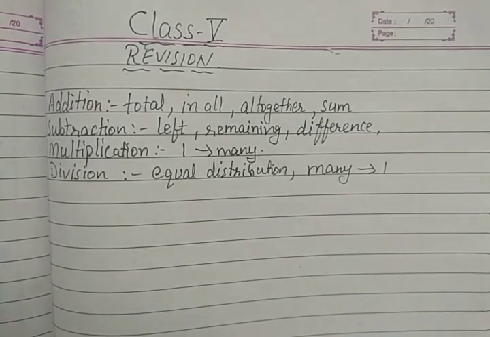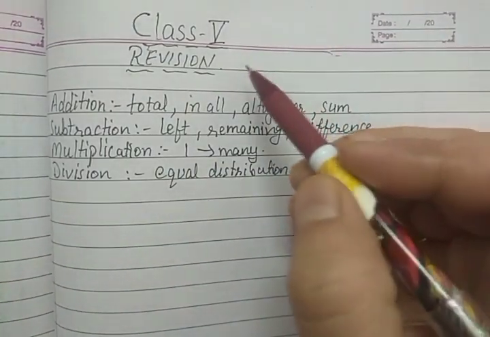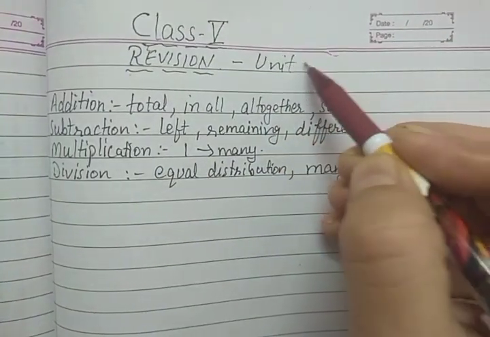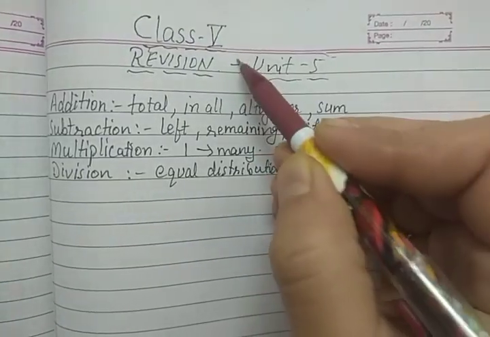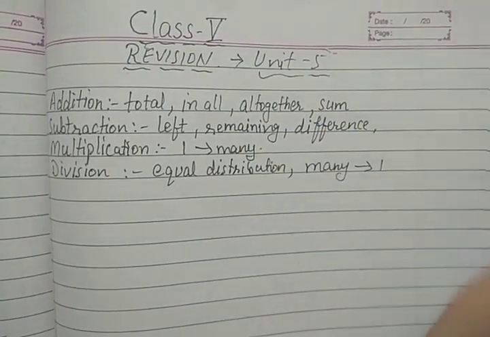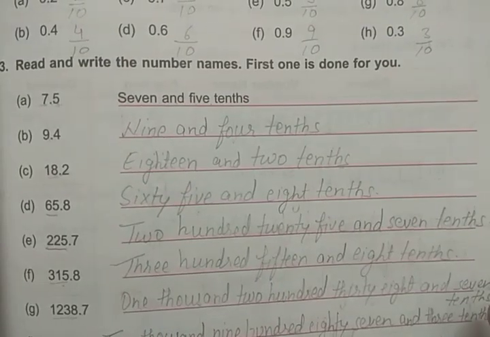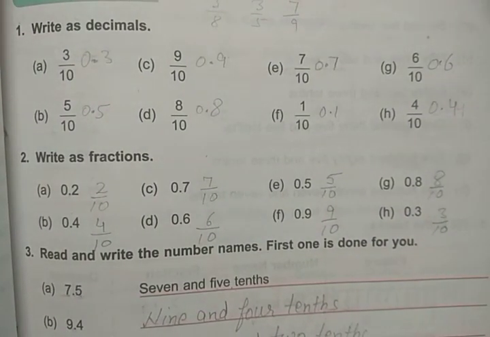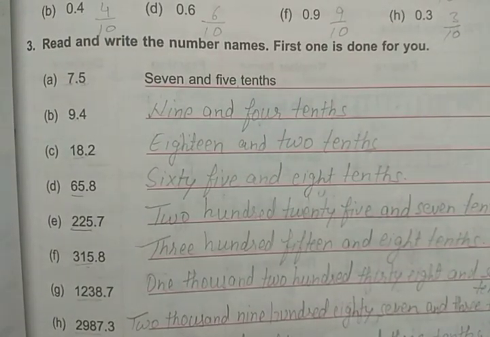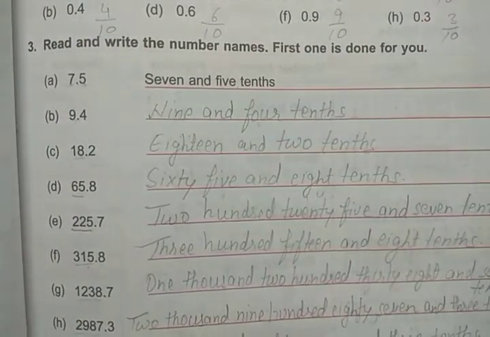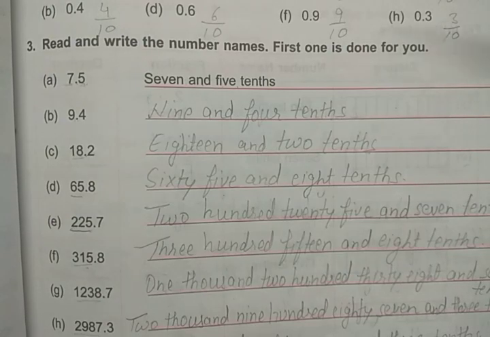Now today we will start with revision of Unit 5, that is decimals, right? So in this lesson or unit, we learn to convert the fraction into decimal and decimal into fractions, and read and write the number names. So the decimal numbers are given and you have to write their number names. So how can you write?